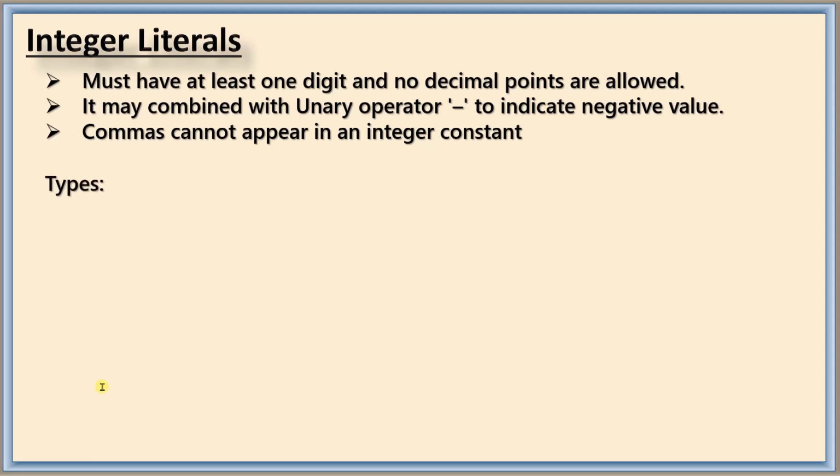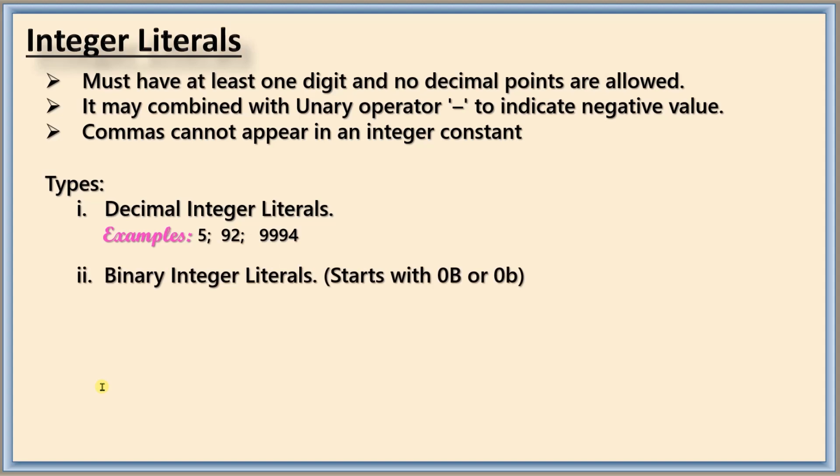Again, integer literals have some different types. We know all the different types of number systems. That is decimal integer literal. Decimal, we know, has 10 digits starting from 0 to 9. We have 10 symbols for that. So these are the numbers which we use in day-to-day life. For example, 592, 9994, all this. And then binary integer literals are nothing but zeros and ones. You know very well, I hope.